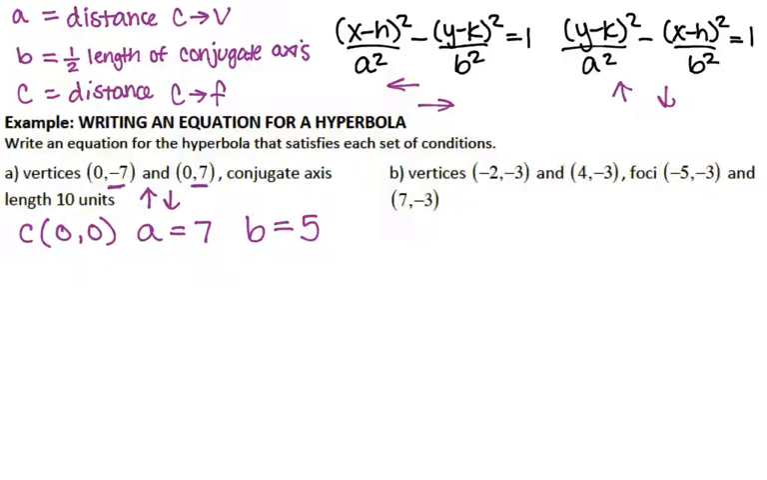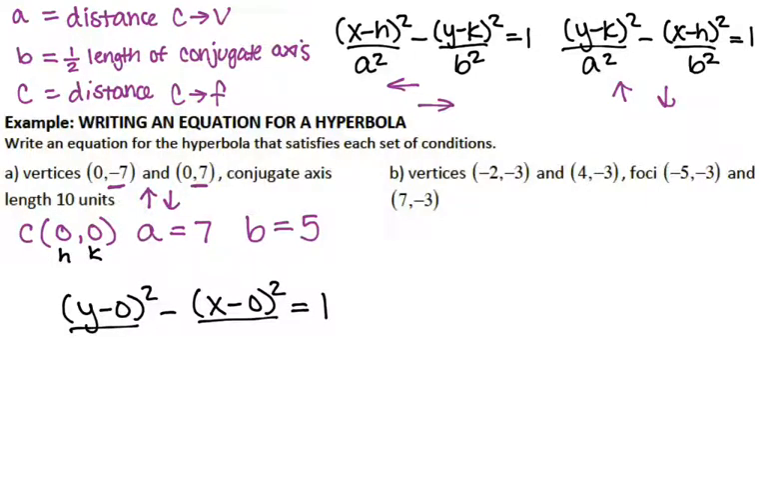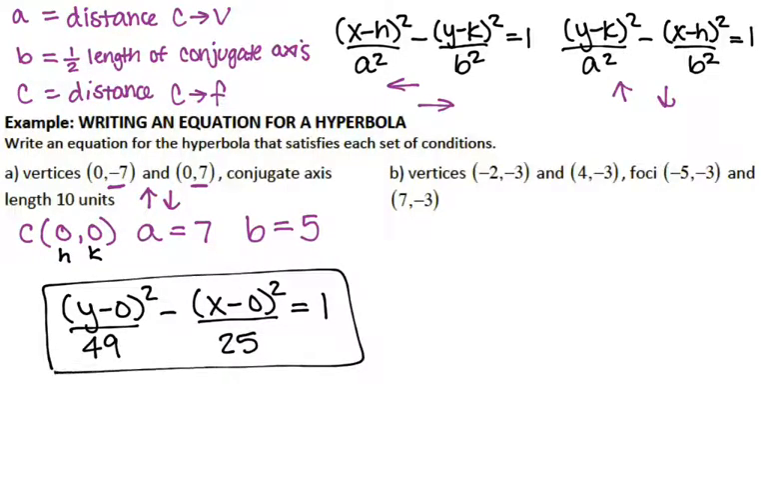So I have y minus k first. There's my h and my k. So y minus 0 quantity squared over 49, minus x minus 0 quantity squared over 25, equals 1. With hyperbolas, a squared is always first and b squared is always second. So what matters is whether your x or your y comes first, and the way that you determine that is by looking at the direction of your hyperbola. Up and down means y is coming first. Left and right means x is coming first.